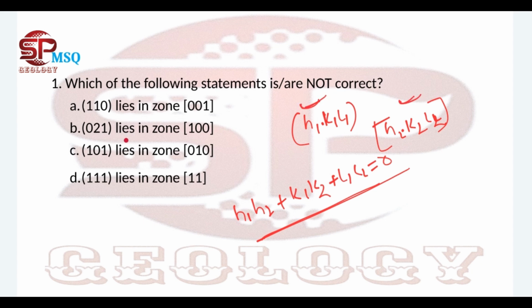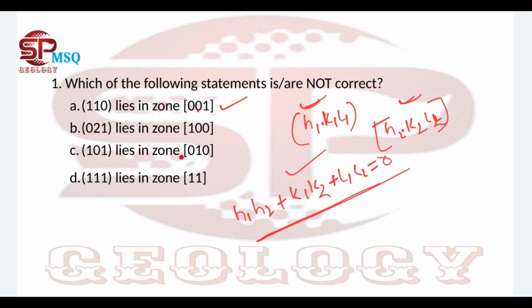So I have to calculate whether this face lying in this zone is correct or not, whether they are satisfying this condition. This is the zone condition. So 1 into 1 is 1, 0 into 1 is 0, then 1 into 0 is 0. So the total will be 0. So this statement will be correct.